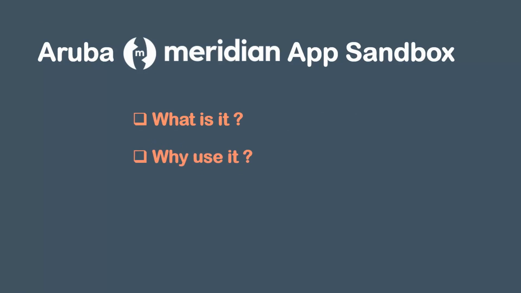Why use it? Well, the App Sandbox allows customers to quickly add Meridian-based wayfinding functionality to an existing web-based application, such as a browser-based events app or a conference booking system. Typically, it's used by customers that want to provide proprietary functionality within a Meridian App Maker or white label based application, but who don't want to develop a full-blown native Meridian SDK based solution. And how do we use it? Well, that's what we're going to be running through in the rest of this video.